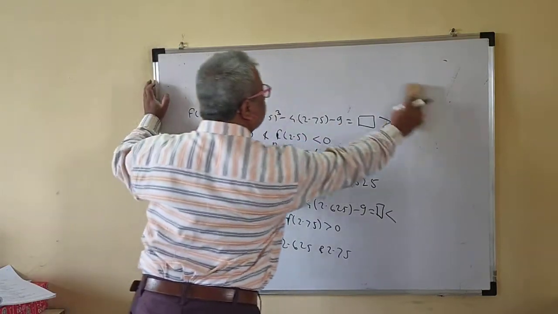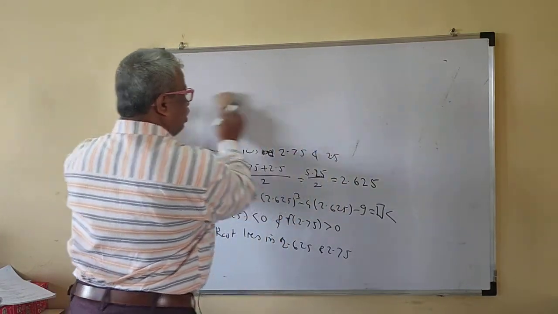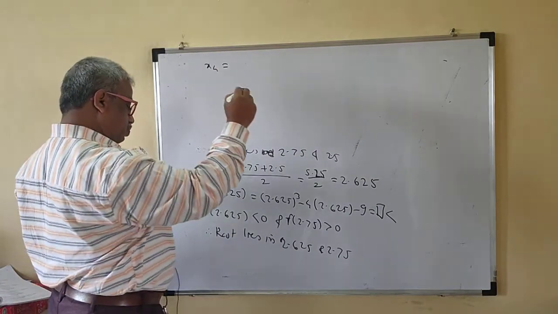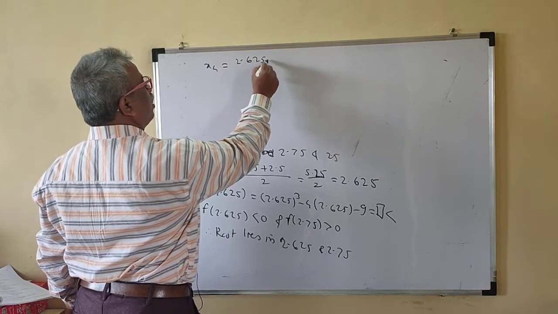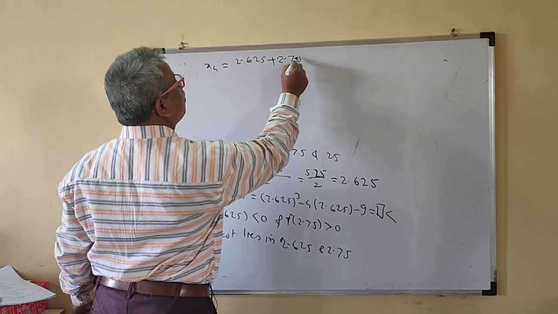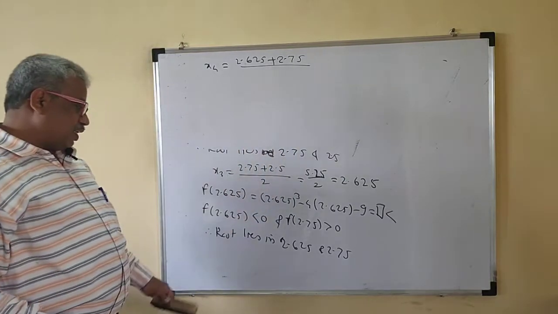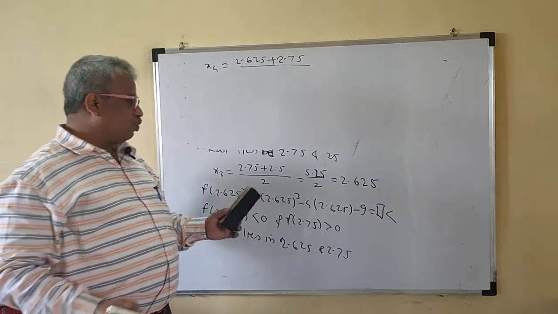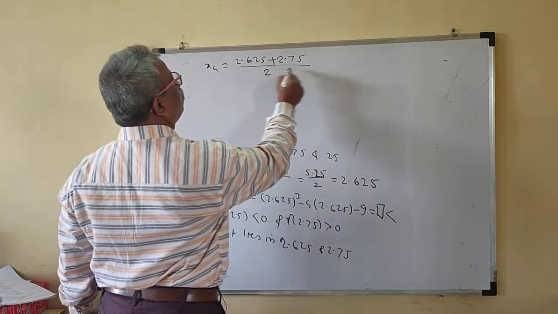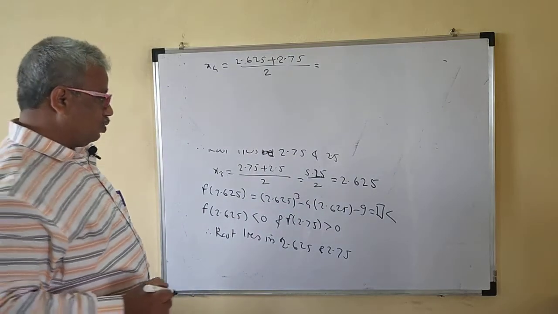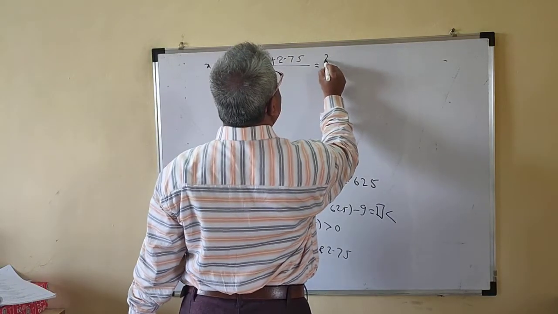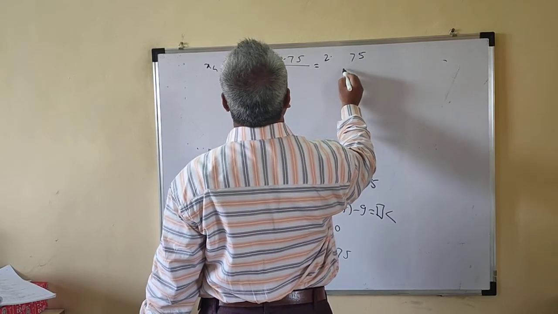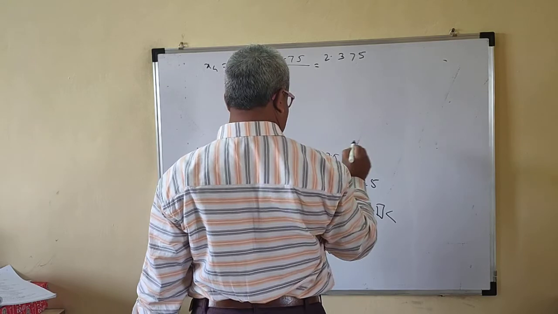Now you have to take the middle one. So this is x3, then x4. x4 is equal to 2.625 plus 2.75 upon 2. We have to do this up to 4 decimal places.